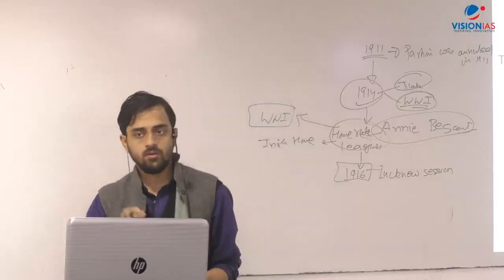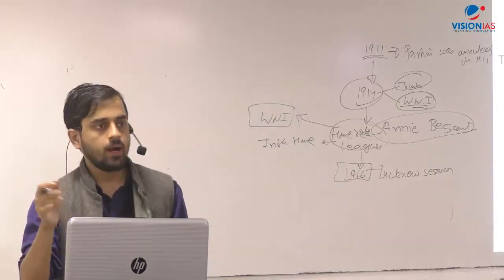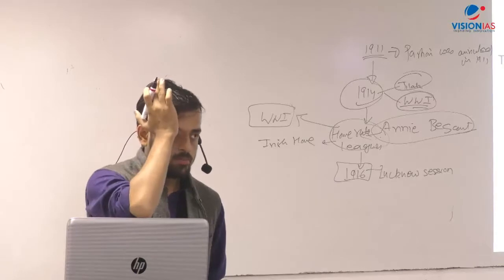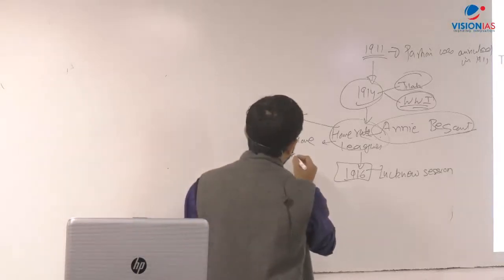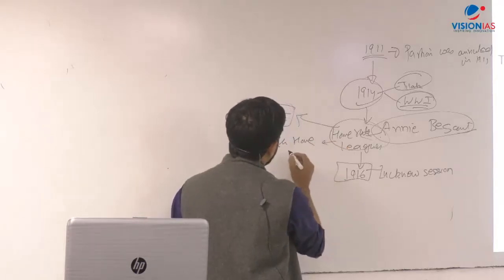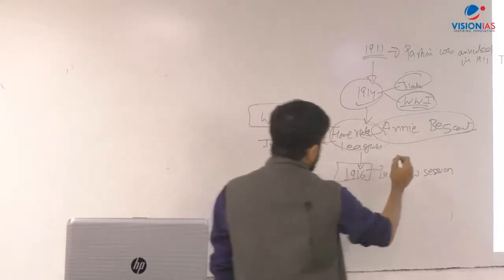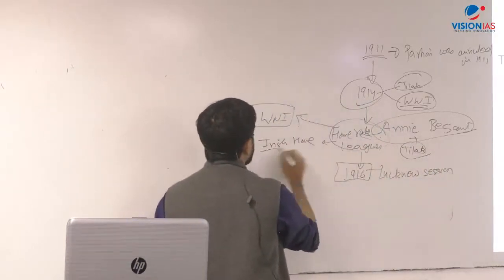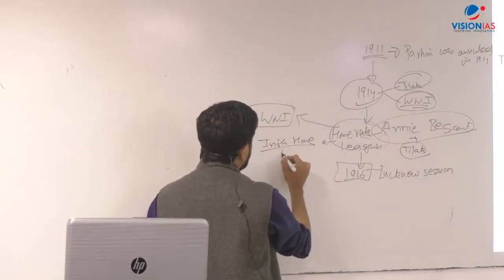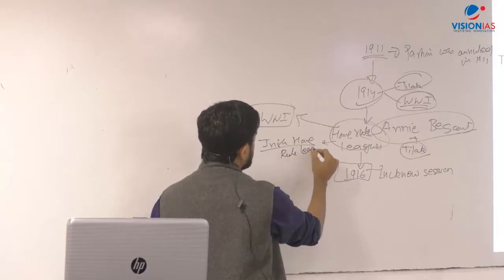Now you remember I had marked, and I told you that Olcott and Blavatsky were responsible for the Theosophical movement. But she started the Home Rule Leagues along with Tilak. Annie Besant, along with Tilak, started the Home Rule League movements inspired by the Irish Home Rule Leagues.